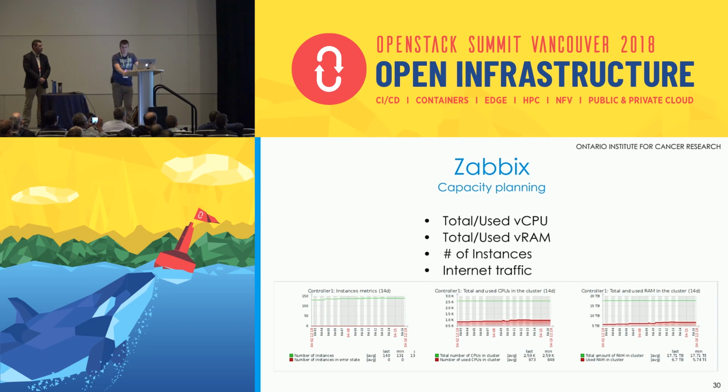We can also use Zabbix for capacity planning. Since we monitor the trends of items, such as the number of allocated vCPUs and vRAM cluster-wide, we can predict when resources might be exhausted and plan for any expansions.